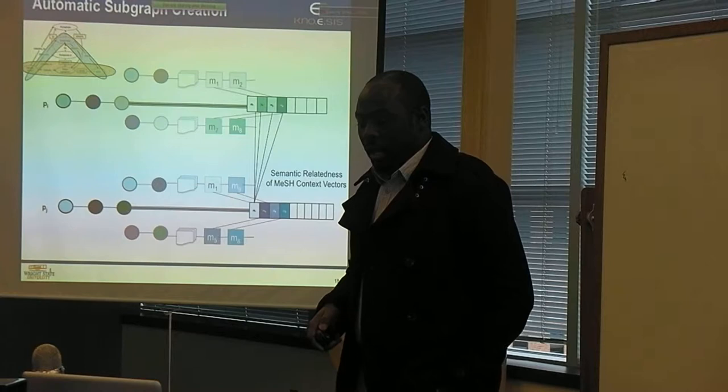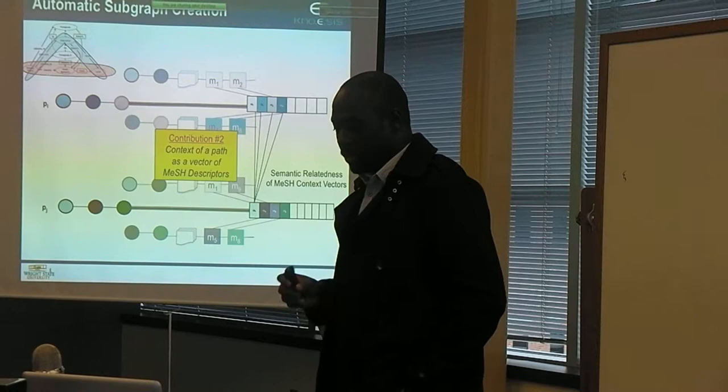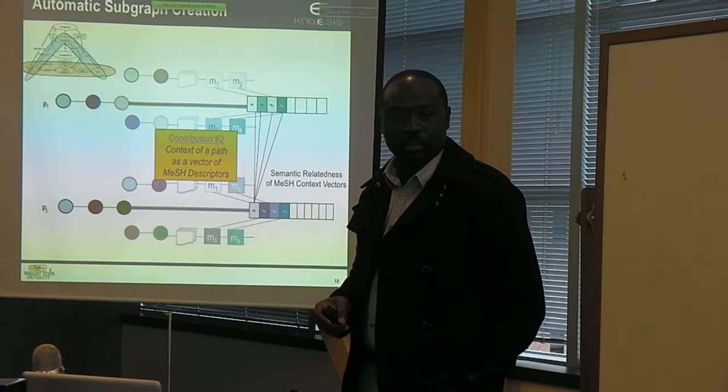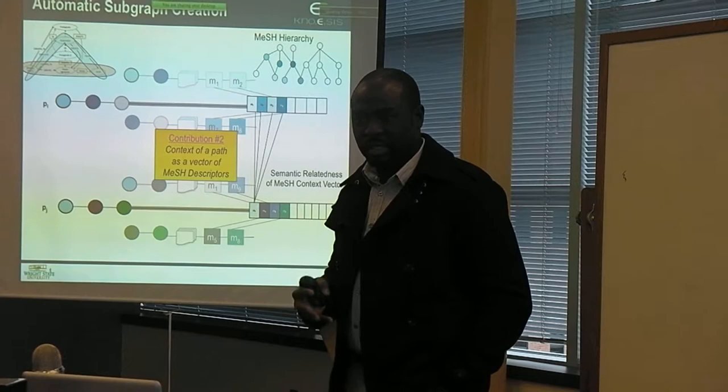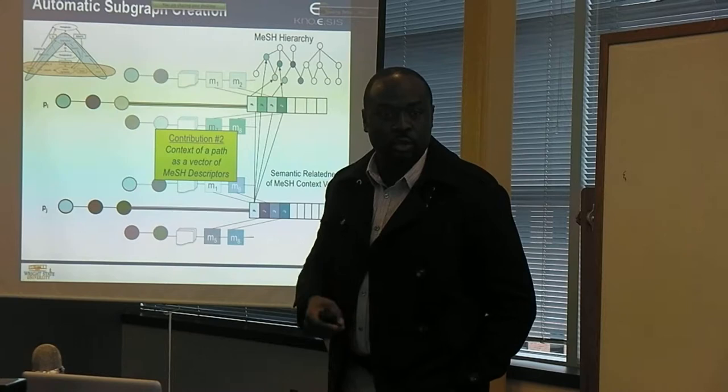This, folks, is the second contribution of this PhD dissertation proposal. It is the representation of the context of a path as a vector of MeSH descriptors. Suffice to say, a point that I made before, these MeSH descriptors are used to capture some kind of context of an article, and they appear in a flat list here, but they are part of the MeSH hierarchy, and so we can use those hierarchical relationships to glean further context if that is necessary.